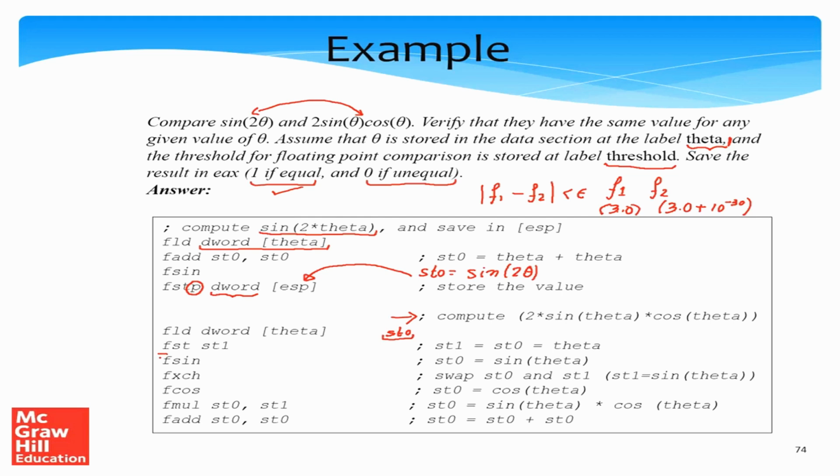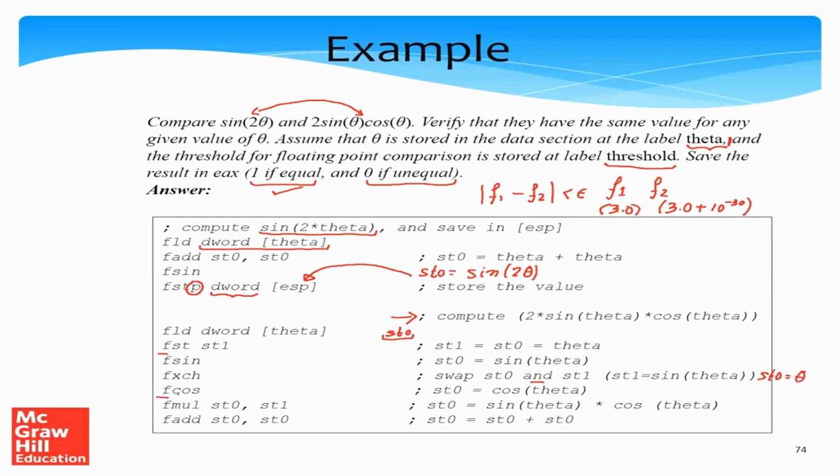Now let's issue the fsine instruction. The fsine instruction computes ST0 equal to sine theta. Let's exchange. FXCH swaps ST0 and ST1. So after this instruction, ST1 will contain the previous contents of ST0, which is sine theta, and ST0 will contain the old contents of ST1, which is just theta.